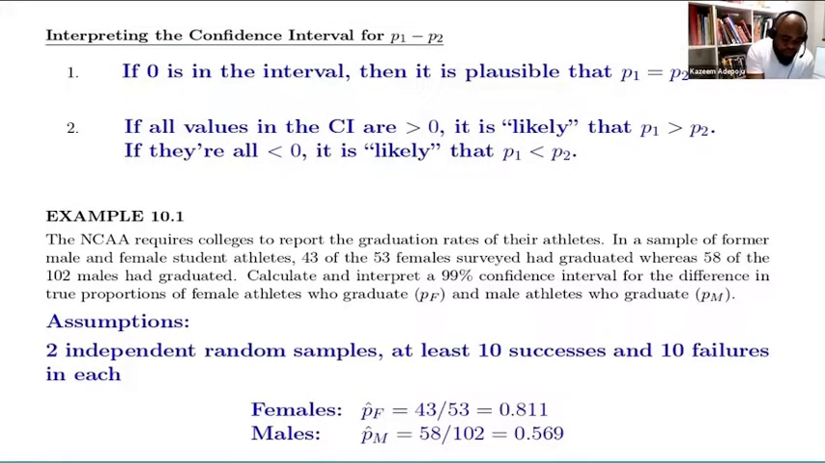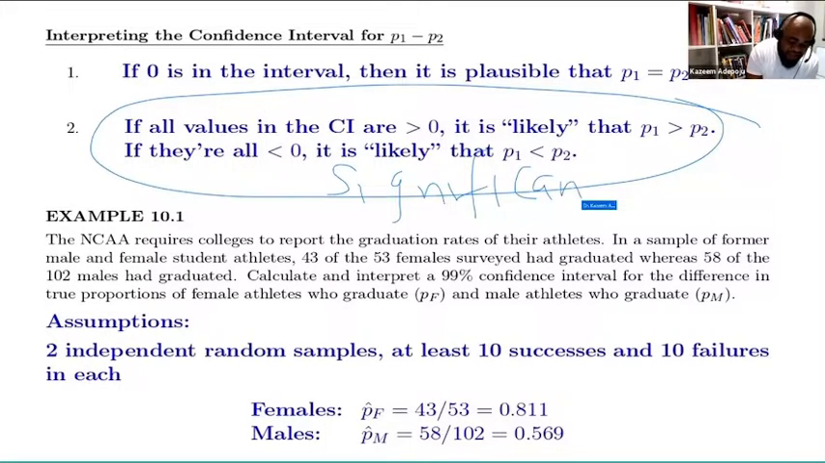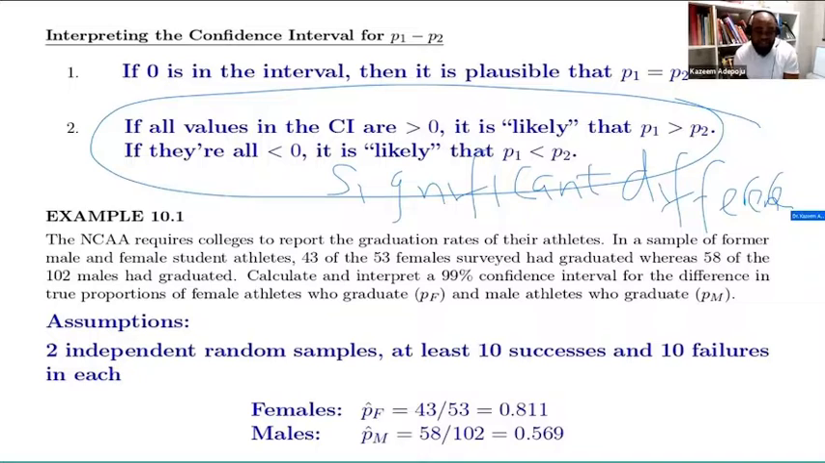But what about a situation where all the values in the confidence interval are greater than zero? You may have positive to positive. It means the first proportion is greater than the second proportion. And if all are negative, of course, the first proportion is less. So number two here is telling us that whether you have negative to negative or positive to positive, that indicates a significant difference. Number two is talking about significant difference, while number one is talking about not significant.